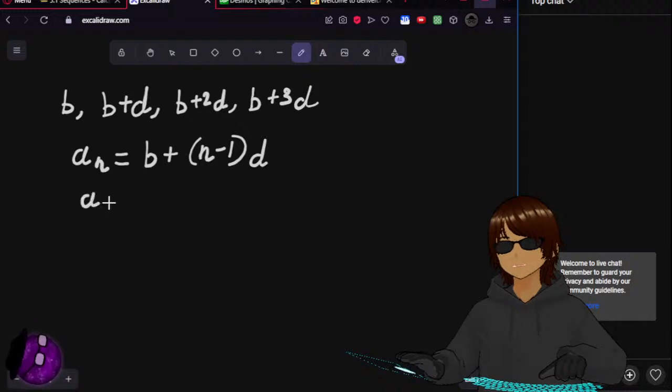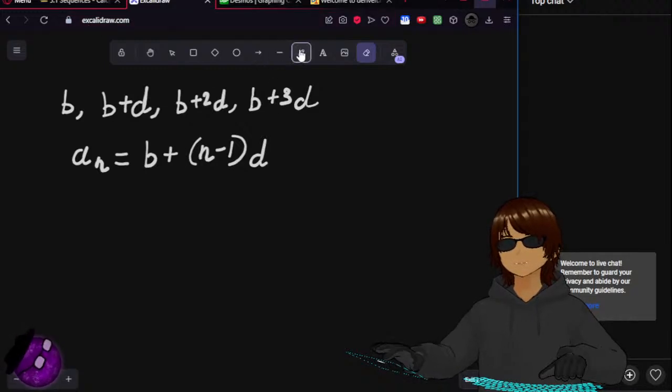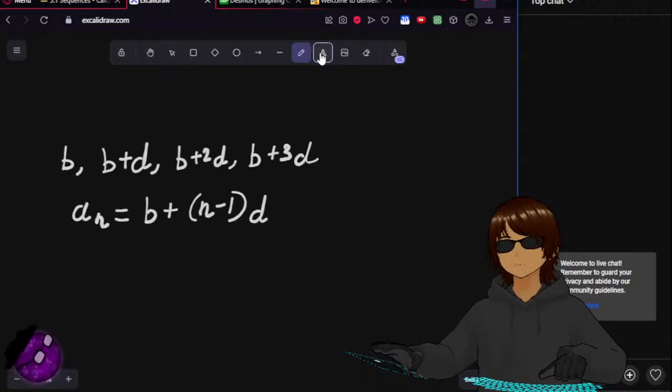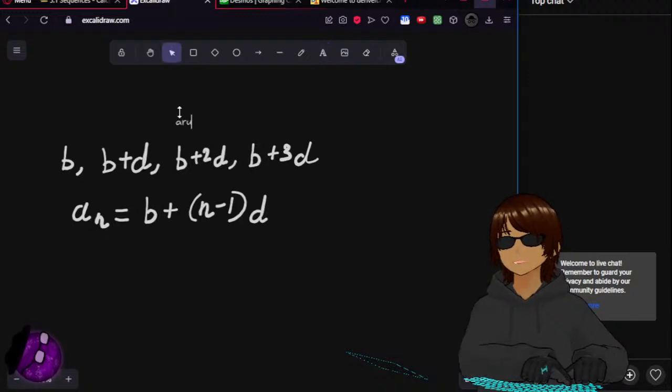And then let's say it starts with n is equal to 1. This would be b. n is equal to 2, this would be b plus d. So the first one is n is equal to 1, and the formula is defined like this. Formula for a particular term in an arithmetic sequence.